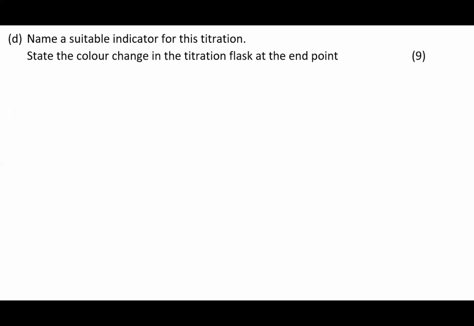Name a suitable indicator for this titration. State the color change in the titration flask at the endpoint. So the indicator we use for this titration is methyl orange. The color change at the endpoint is orange to red, or yellow to pink, or you have your options in there. As long as you have both of those colors in there, you get the full marks.